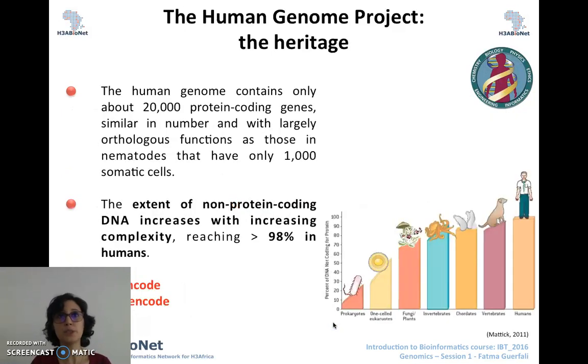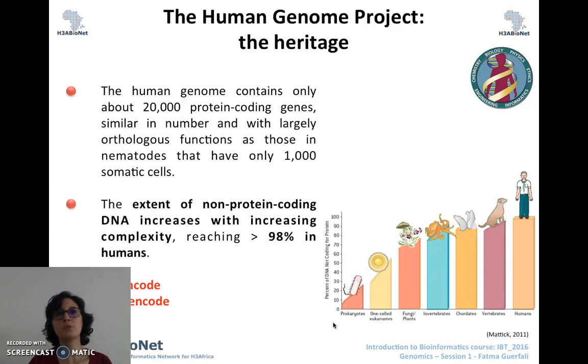Another really key finding of the Human Genome Project was that the human genome contained a very small number of genes compared to what was expected for a higher eukaryote. Consequently, there was a huge proportion of non-coding DNA, and researchers found out that the non-coding proportion was growing with the complexity of an organism. So basically, higher and more complex organisms contained an increased proportion of non-coding DNA.